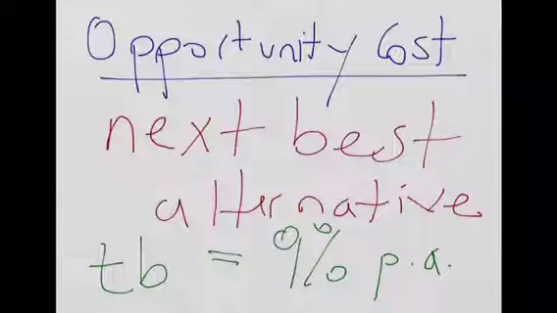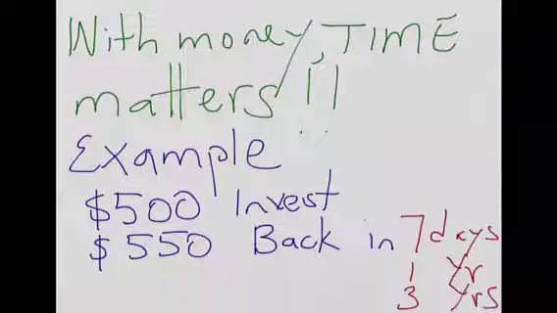You must actually mark the word. This is an opportunity cost. It is the cost that you have incurred by committing your money elsewhere. Now, let's give an example. The point here is that with money, time really matters. Let's say you invest $500 in your investment club, and you expect to get $550 back. Now, this could be in 7 days, or it could be in 1 year, or in 3 years.